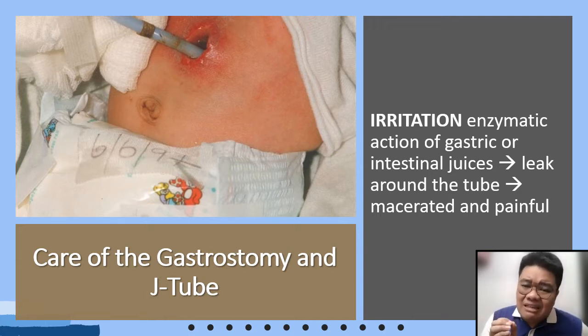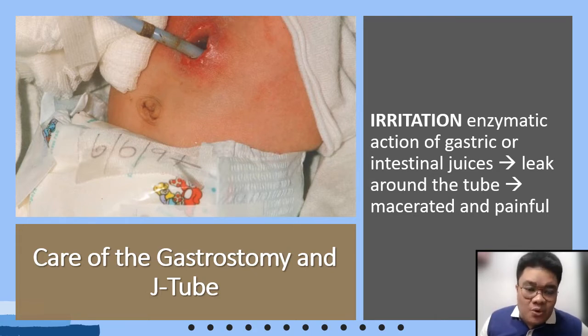But with the constant irritation of the enzymes, class, from your gastric juices, take note, you have a gastrostomy. So meaning the tube has direct access towards the stomach. And then as what we have learned, is the stomach acidic or basic? Stomach is highly acidic, meaning the acidic substance of the stomach has direct access to the skin already. And with that direct access, class, and with the leakage around the tube, there may be maceration and pain. Okay, class, maceration is just like your ulcerations, and then there will be pain.